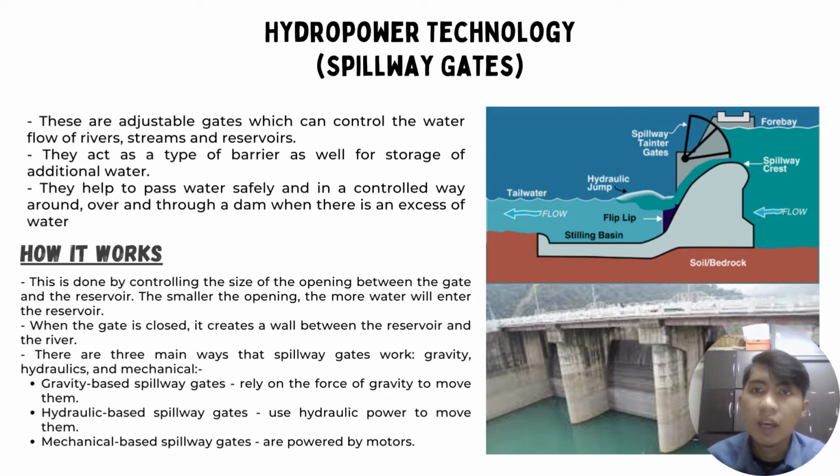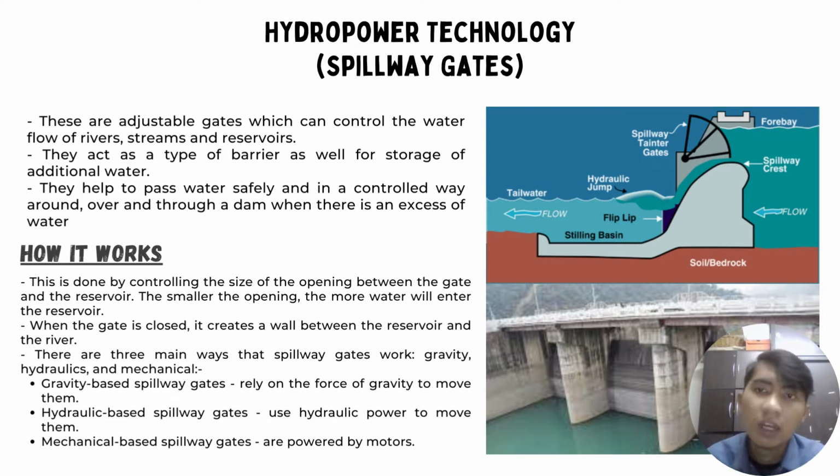This spillway gate is an adjustable gate which can control the water flow of a river, stream, and reservoir. This gate acts as a type of barrier as well for storage of additional water. They also help to pass water safely and in a controlled way around, over and through a dam when there is an excess of water.